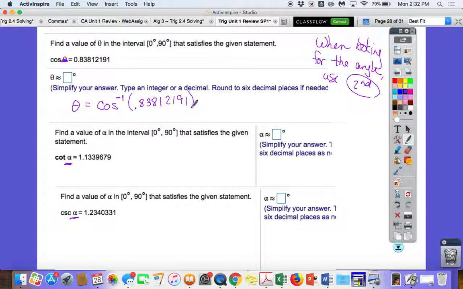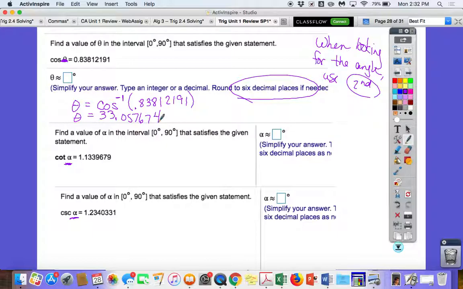The way you type that is second cosine 0.83812191. And so I'm getting, all right, what does it say to do? 6 decimal places, good Lord. 33.05767, and I'm having to round up 4. It's kind of crazy, but oh well.